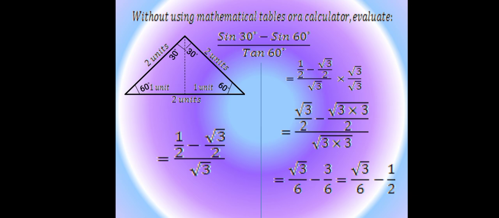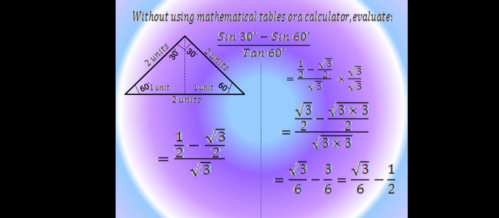Without using mathematical tables or a calculator, evaluate sine 30 degrees minus sine 60 degrees all over tan 60. Now here we can have an equilateral triangle of two units on each side to illustrate. Now know that each angle is 60 degrees. We can drop a perpendicular bisector from one vertex so that it bisects the opposite side into equal parts of 1 unit each, and the angle from which it is dropped into angles of 30 degrees each.